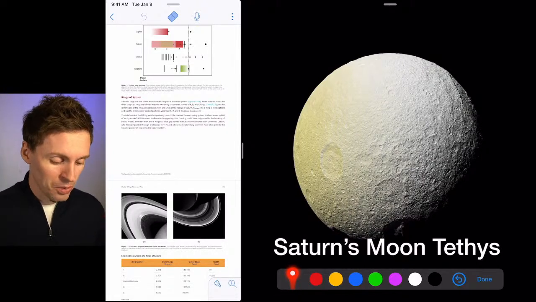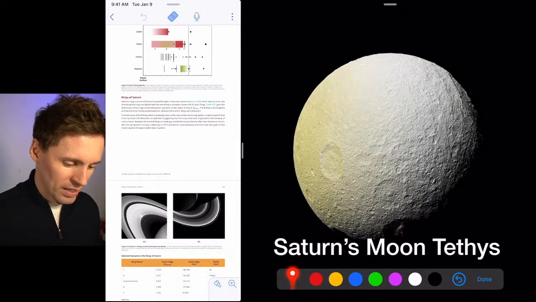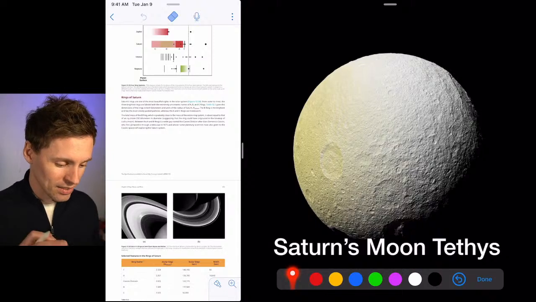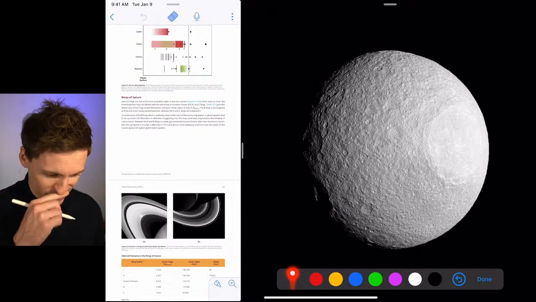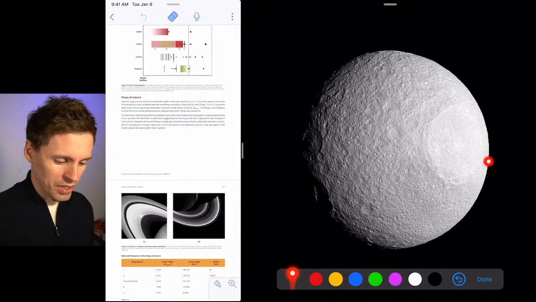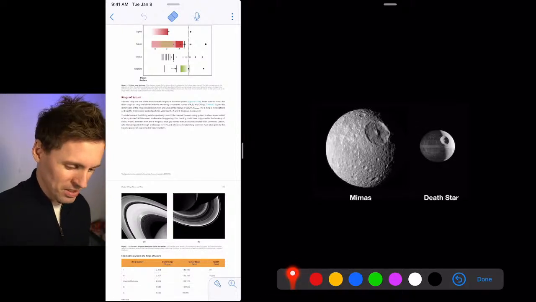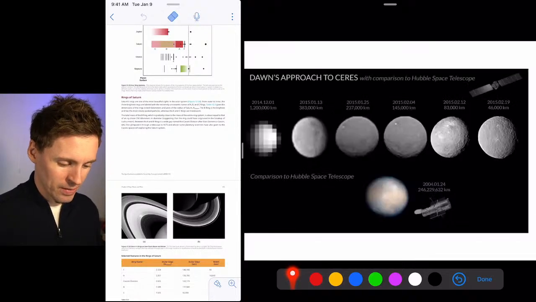All right, Saturn's moon Tethys. This is one of my favorite moons. Look at this thing. It's been through some stuff. Okay, this is an example of a moon that's totally dead. You can't see a single spot on it that doesn't have craters. I mean, it's just been completely pulverized. Look at this. This is amazing. It's actually a Death Star. Okay, sorry. There's the Death Star. Mimas. Okay, that was a big impact right there.